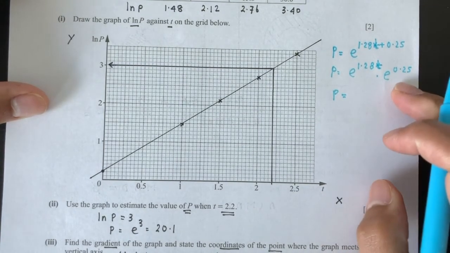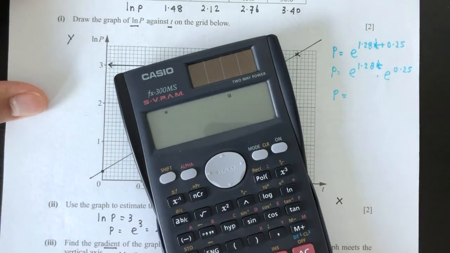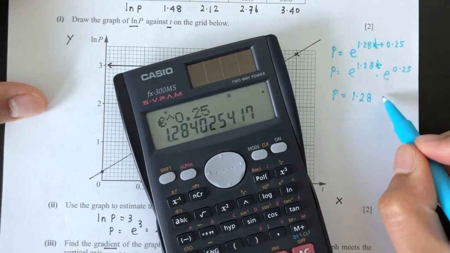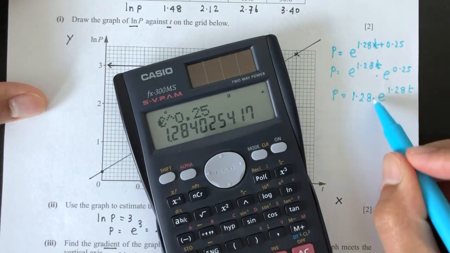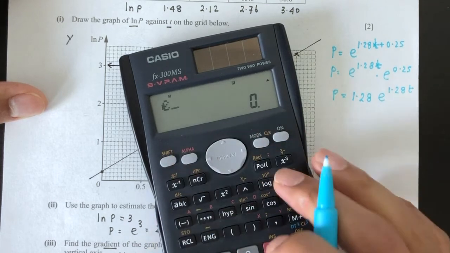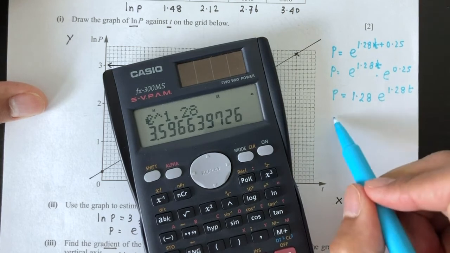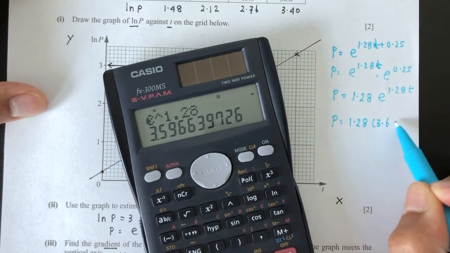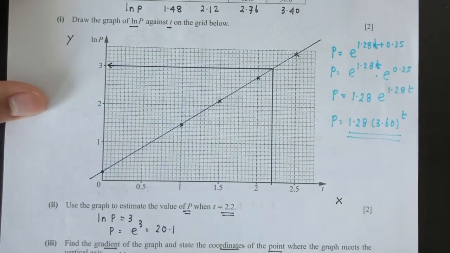So now you can evaluate this if you want to. Let's evaluate this. You will have exponential 0.25, that will be 1.28, and then exponential 1.28 power t. So we can evaluate this value as well. Exponential 1.28 is 3.60. So p could be 1.28 times 3.60 power t. That will be your value for your equation.